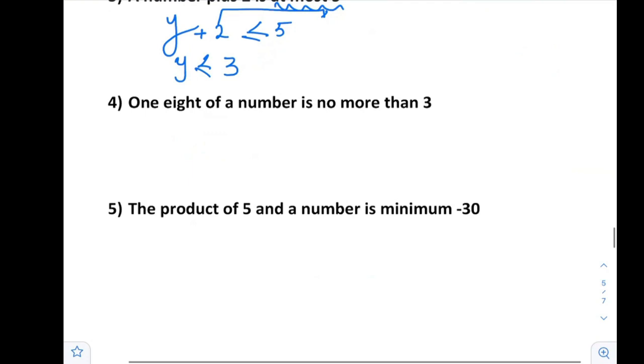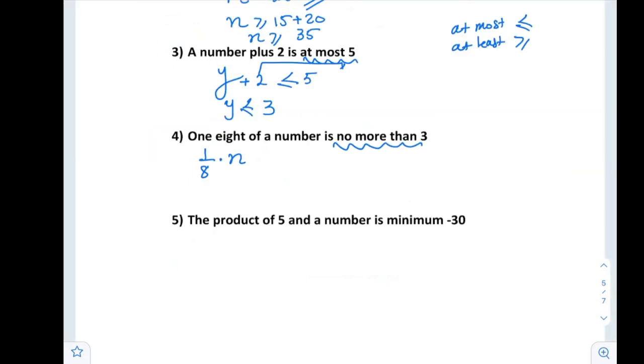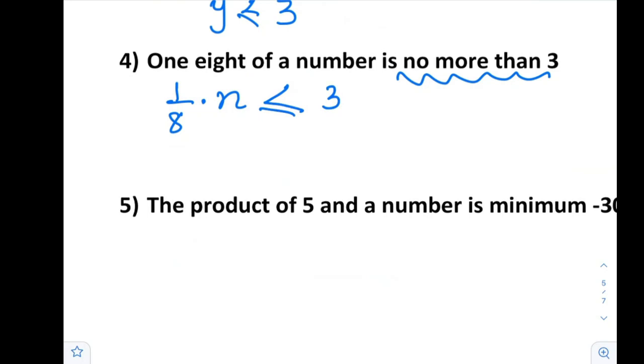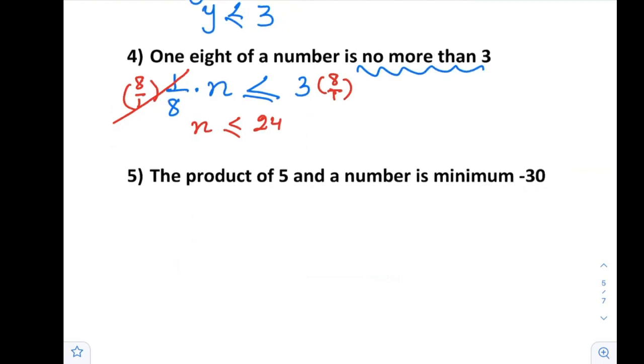One-eighth of a number is no more than 3. No more than means what? Less than or equal to 3. Now, how can I solve this? We will multiply by the reciprocal, which is 8, to cancel that, and n is less than or equal to 24. No switching the sign because we are not multiplying by a negative number.